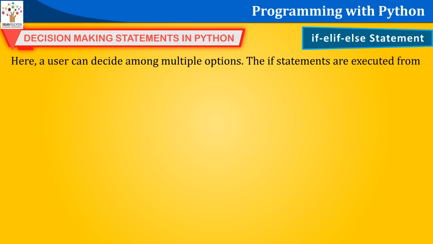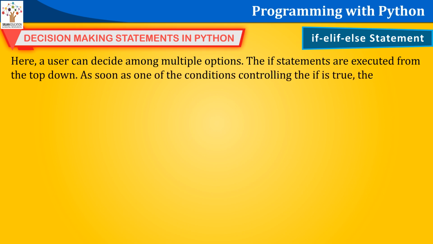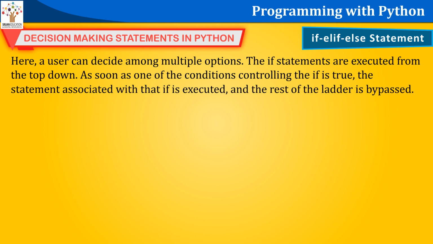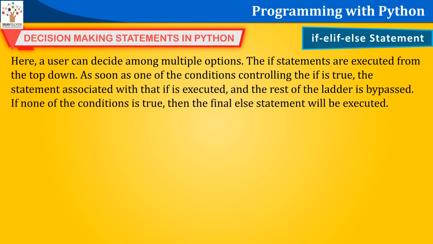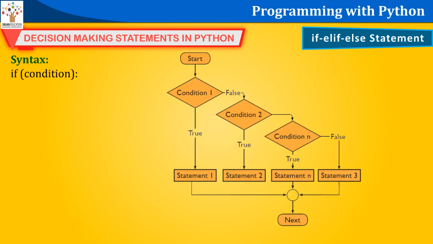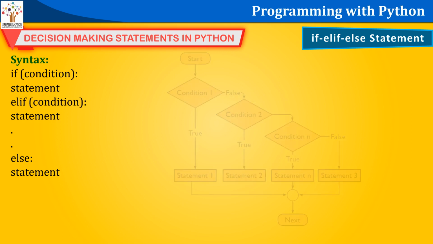If elif else statement. Here, a user can decide among multiple options. The if statements are executed from the top down. As soon as one of the conditions controlling the if is true, the statement associated with that if is executed and the rest of the ladder is bypassed. If none of the conditions is true, then the final else statement will be executed. Syntax: if condition, statement, elif condition, statement, else statement.